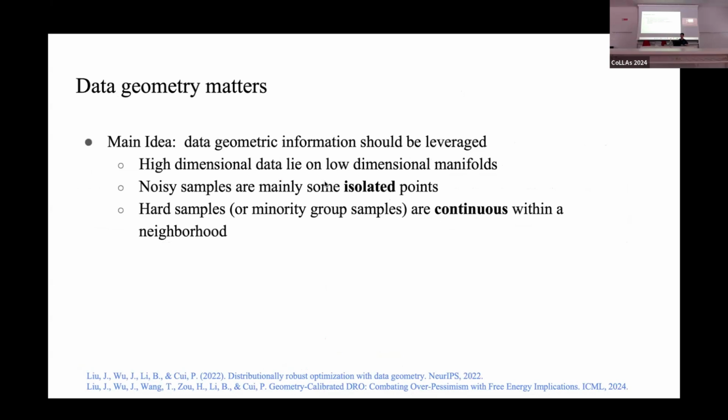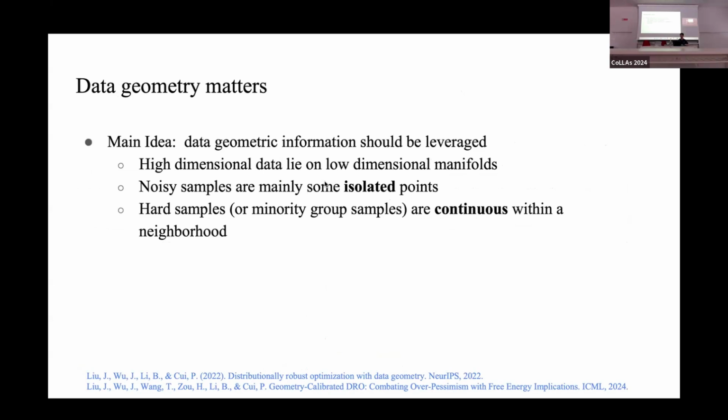Recall that DRO will focus on samples with high prediction error, but both hard samples and noisy samples have higher prediction errors. So how do we differentiate them? The main idea is that we need to leverage data geometry information.